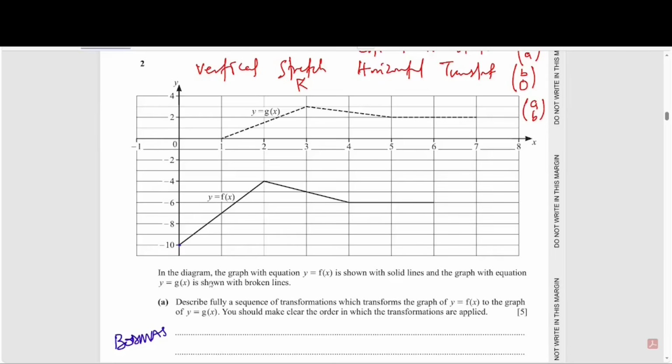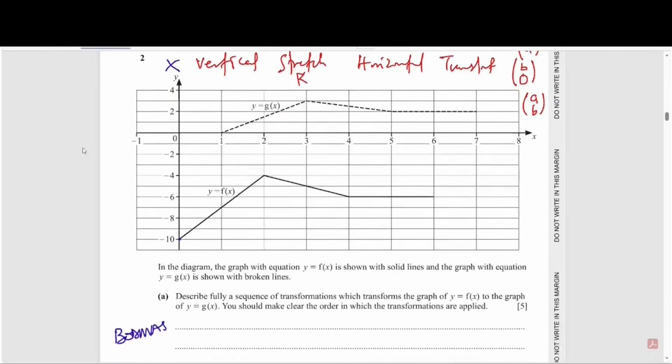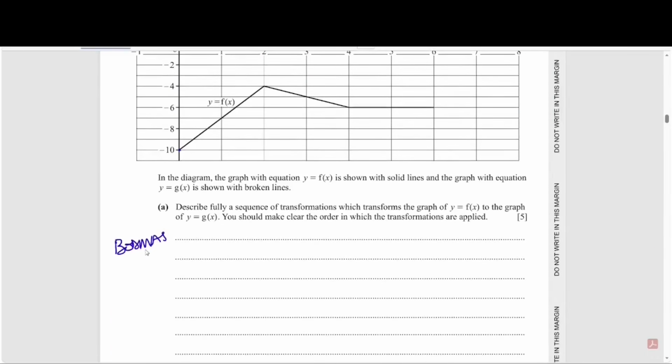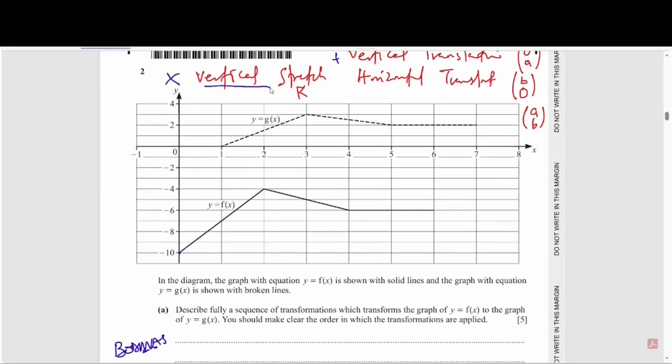Right? So think of stretch as multiplication, because for a vertical stretch you multiply the function by a stretch factor. Same applies to horizontal stretch. So think of stretch as multiplication, and think of translation as addition or subtraction. Between multiplication and addition, multiplication comes first before addition. That means that we are supposed to apply the vertical stretch first before the vertical translation, and then the horizontal translation. Or we apply the vertical stretch first and then the horizontal translation before the vertical translation.